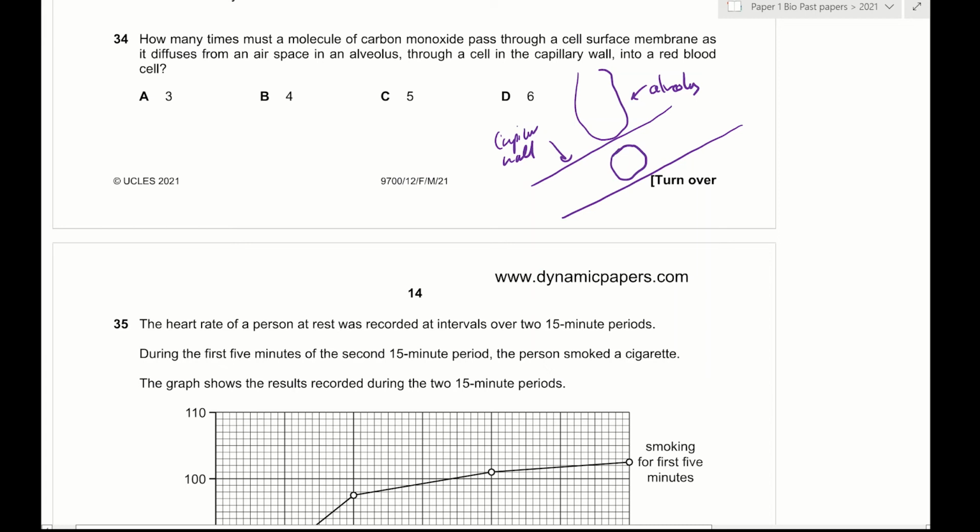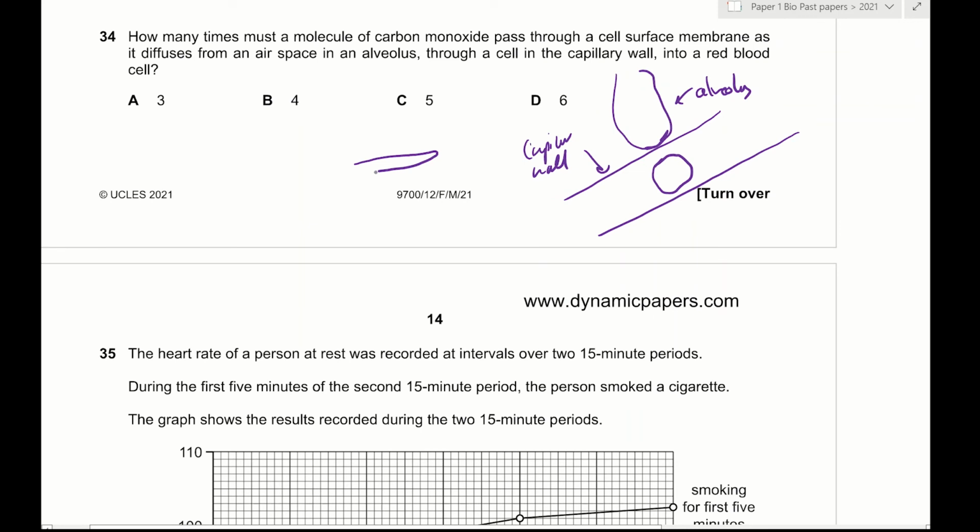So as we all know, the alveolus is made of a layer of squamous epithelium. Therefore, for carbon monoxide to pass through the alveolus, it must pass the first membrane to enter the squamous epithelium cell, then into the second cell surface membrane to exit the squamous epithelium cells. So here in the alveolus, we have 2 membranes passed.